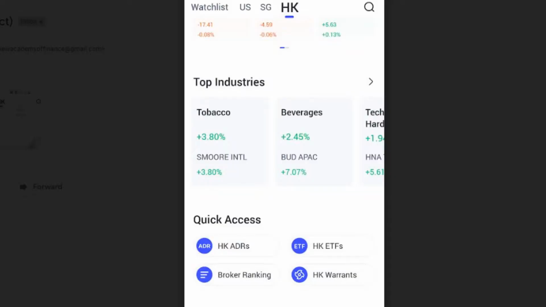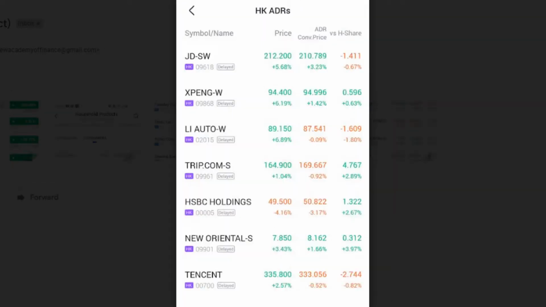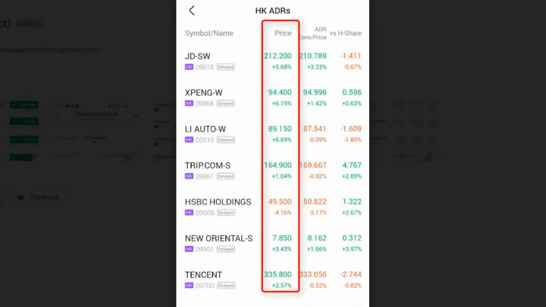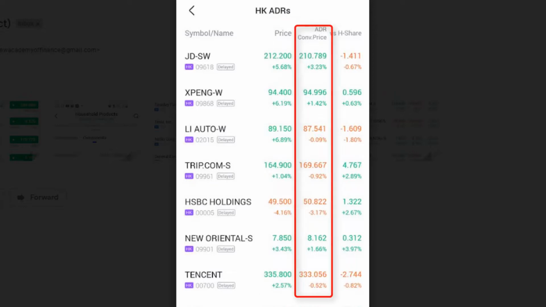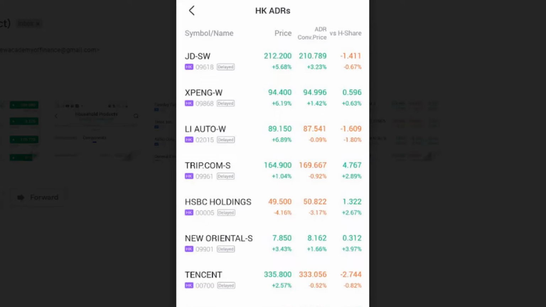Next, moving into the Hong Kong market, I would like to bring viewers' attention to one of its quick access functions, the Hong Kong ADRs. These stocks are dual listed on Hong Kong as well as the US market, stocks such as NIO, Alibaba, JD, etc. It has a cool function over here that compares the prices of the Hong Kong stock versus the converted ADR prices to see if there might be any arbitrage opportunities.